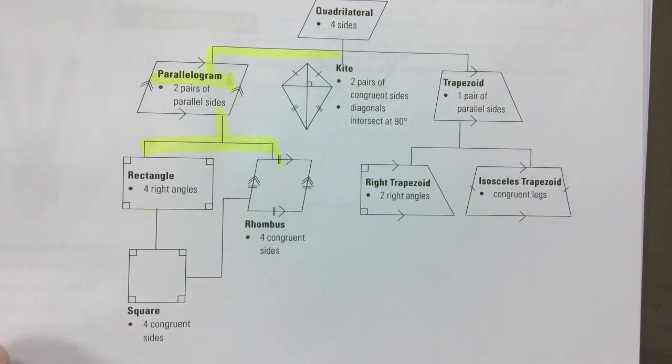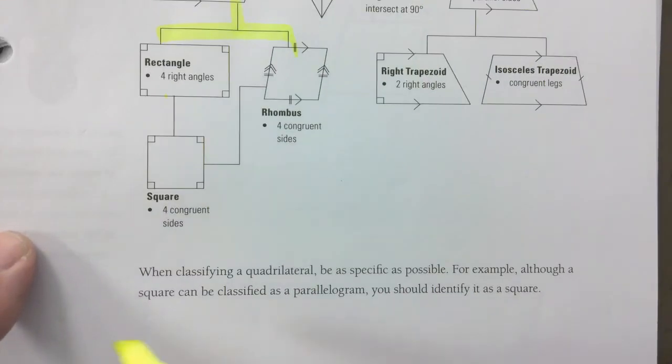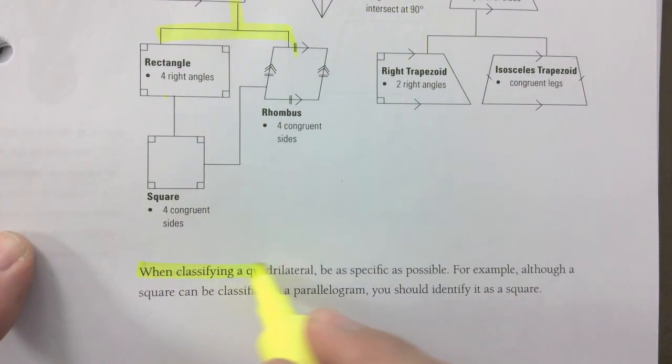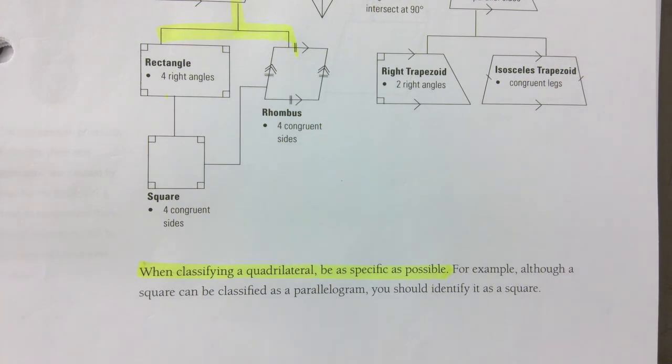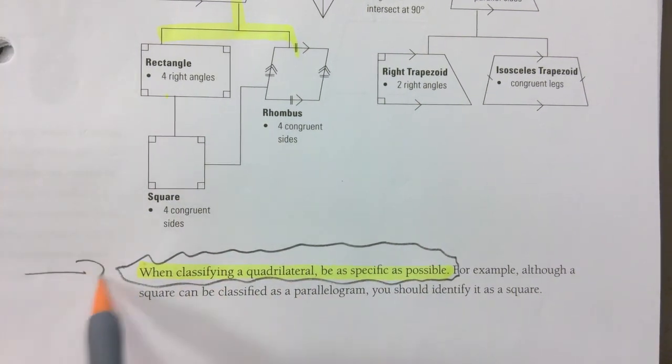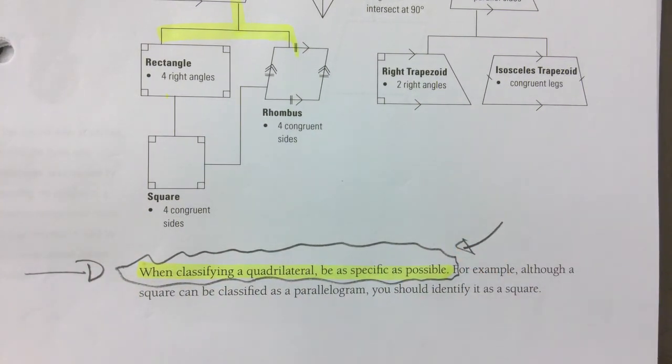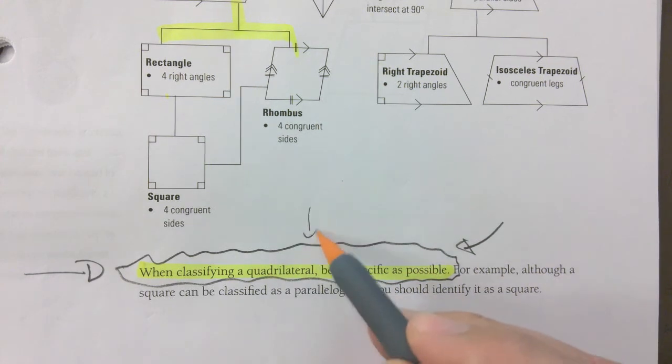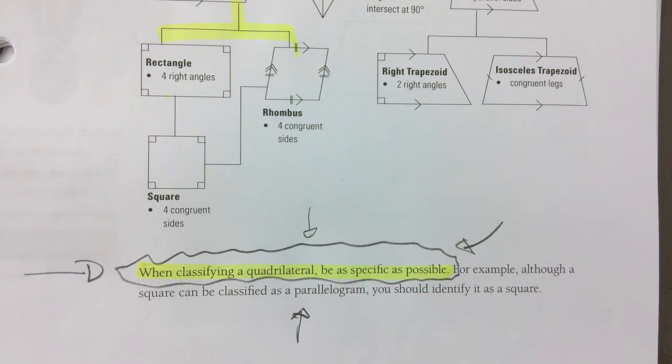But I want to emphasize this here. When classifying, be as specific as possible. Okay, very important. Right? Make sure you have an arrow going to it, right? That when you go through your notes, because a shape may be a rhombus and it also may be a parallelogram, but I want you to be specific. What is this specifically? Narrow it down as much as possible.